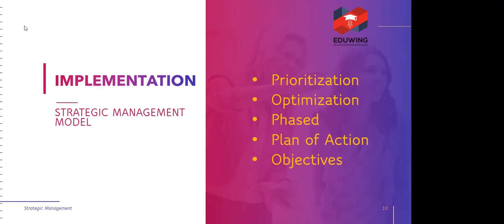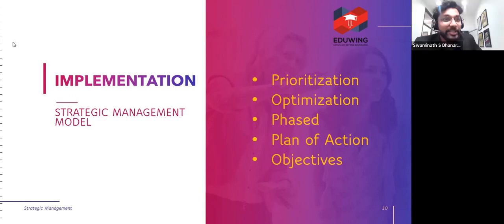Fourth point, plan of action. We need to have a plan of action, or otherwise called an action plan. Fine. Same point, objectives: for implementation, we need to set objectives.